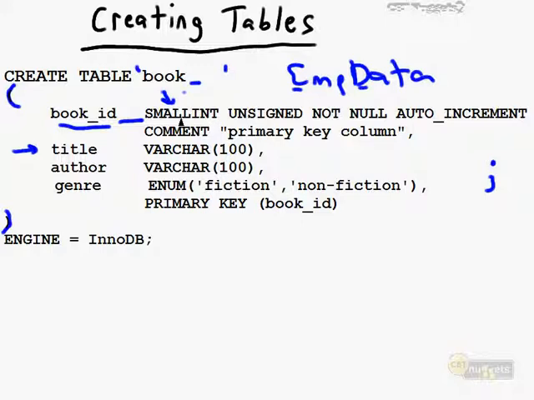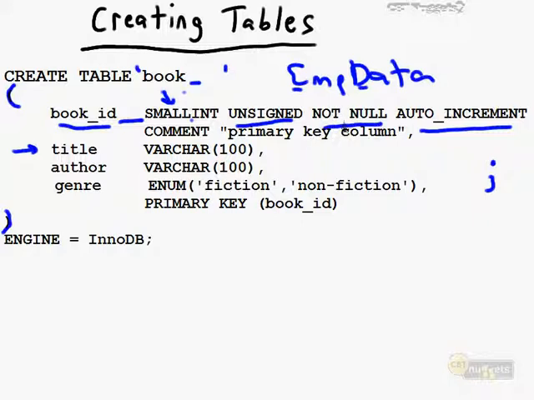So for book ID, we're choosing small integer. And remember, with numeric data types, you can specify signed or unsigned with that keyword. By default, all of your integer data types are signed. However, it would make sense that for an ID field, where we're especially going to apply the auto increment property, we would want to specify unsigned so that the numbers proceed from 1, 2, 3, 4, etc.